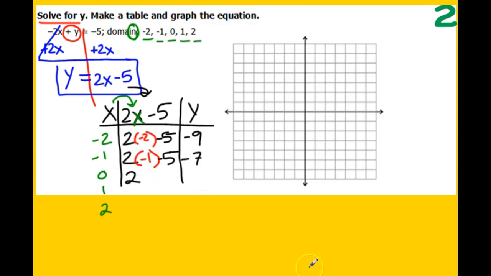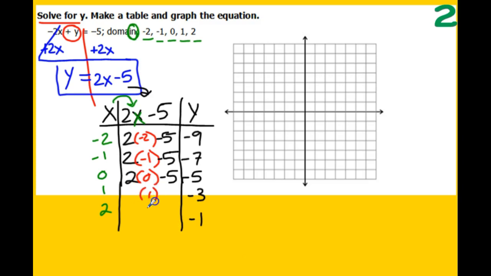Then we're going to plug in a 0. 2 times 0 and -5. We shouldn't need a calculator for this one. Anything times 0 is 0. So 0 minus 5 is -5. Some of you might see a pattern. We're going up by 2s, -9, -7, -5. Next would be -3, 2 more, and then 2 more would be a -1.